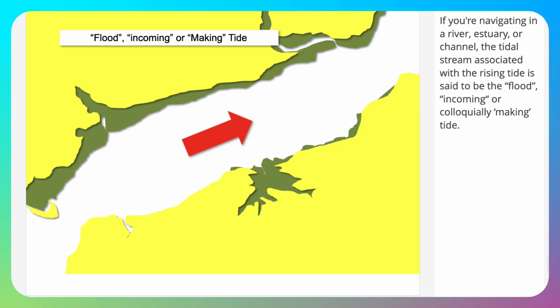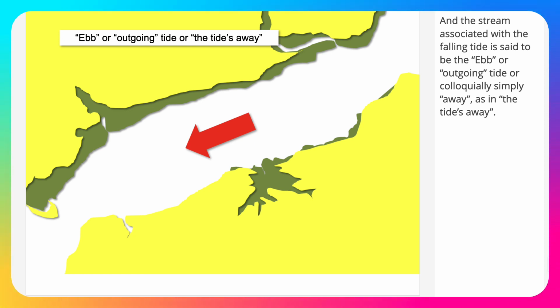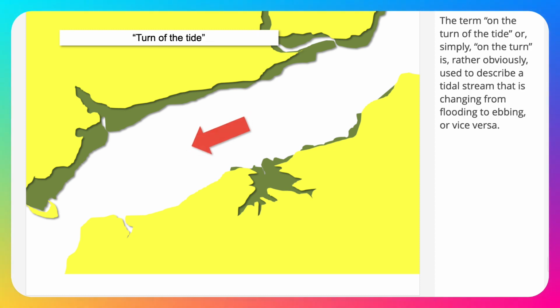If you're navigating in a river, estuary or channel, the tidal stream associated with the rising tide is said to be the flood, incoming, or colloquially, making tide. And the stream associated with the falling tide is said to be the ebb, or outgoing tide, or colloquially simply away, as in the tide's away. The term on the turn of the tide, or simply on the turn, is, rather obviously, used to describe a tidal stream that is changing from flooding to ebbing, or vice versa.